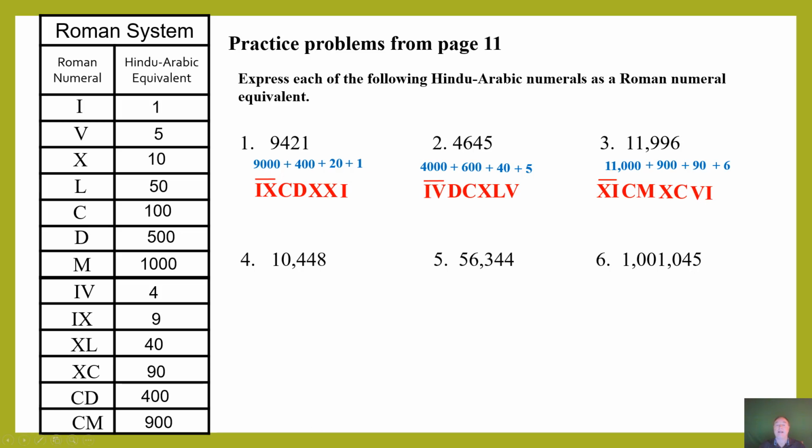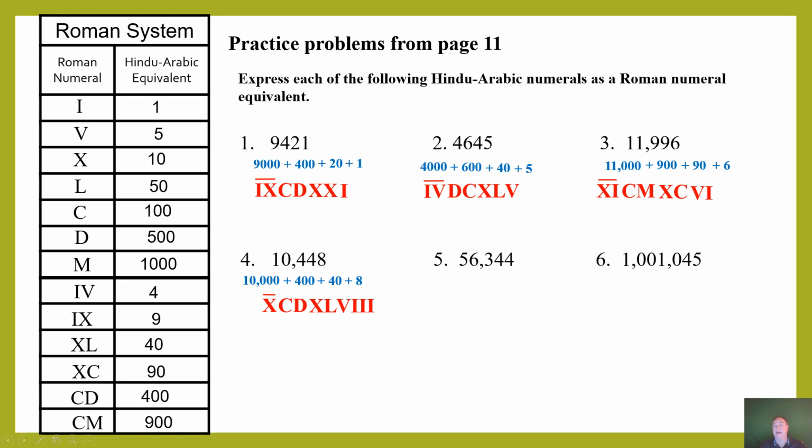Number 4, 10,448. So that's 10,000 plus 400 plus 40 plus 8. 10,000 would be an X with a line above it. 400 is CD. 40 is XL. 8 is VIII.